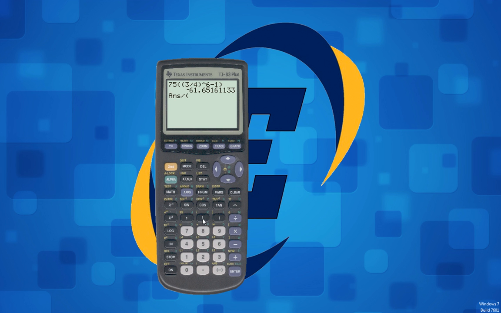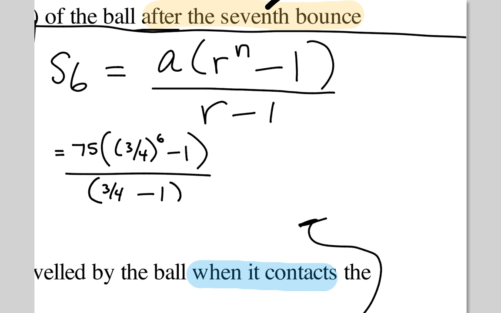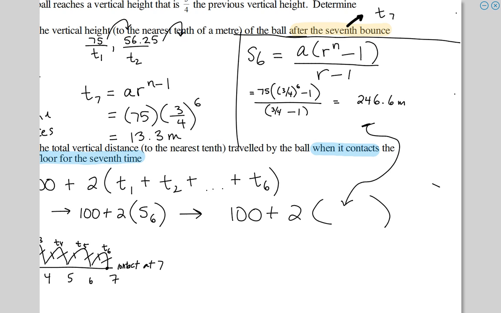Now I need to divide by the denominator, which in this case is 3/4. Always put a bracket for fractions. 3/4 minus 1. Close that bracket. And I got this 246.6. So that's the value for S6. Okay, so get to know your calculator. Make sure you don't have any issues. Okay, so this was 246.6. And we can go and shove this down into our other formula down here.